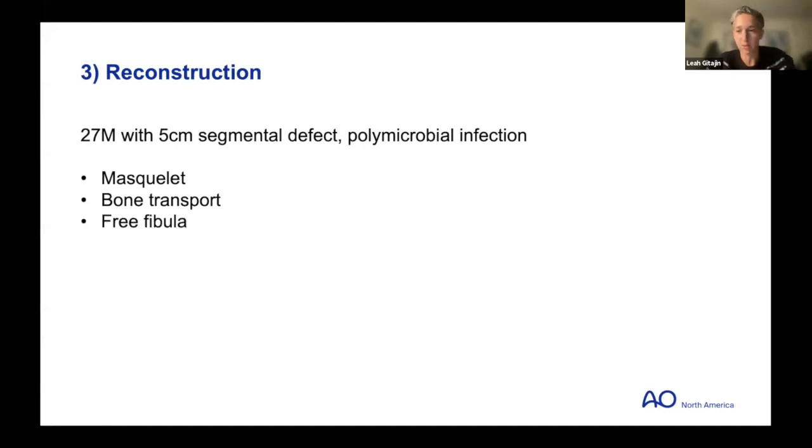And I guess we're in an orthopedic course, and so most of us aren't doing free fibulas. That's sort of a plastic surgery thing, and we've all had experiences of that failing. And so we definitely focus a lot more on Masquelet versus bone transport in these segmental defect cases.